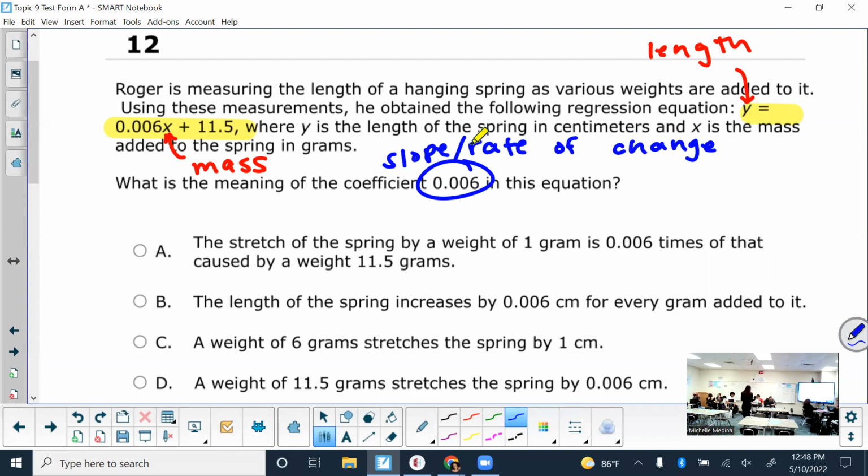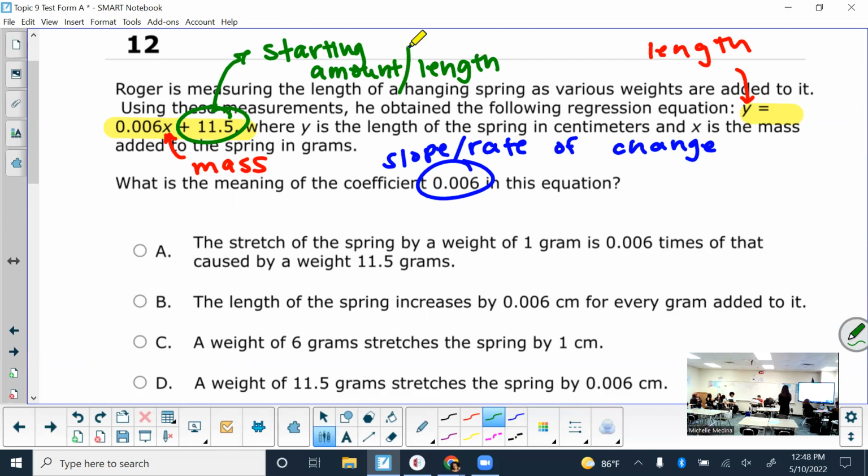So I guess you could say that's what's being multiplied by the mass. And then it's added to my y-intercept. I know it's not asking what the y-intercept means, but what does it usually mean? Like your starting amount. And in this case, it would be like starting length, I'm pretty sure, because it equals length, so that would make sense. There's already this length and then they're adding to it.